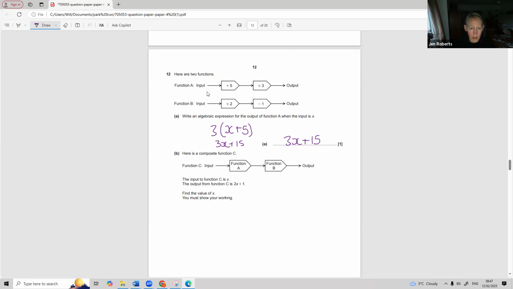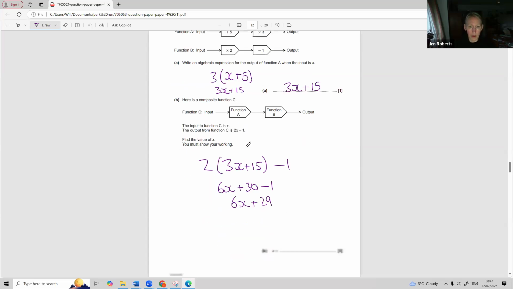Function C, the input to function C is X. If I put X in function A and then function B, the output is 2x plus 1. Find the value of X. Let me actually put X through function A and function B first. If I put my X through function A, I get 3x plus 15. If I put that into my function B, times 2, take away 1, we also know that that's equal to 2x plus 1.